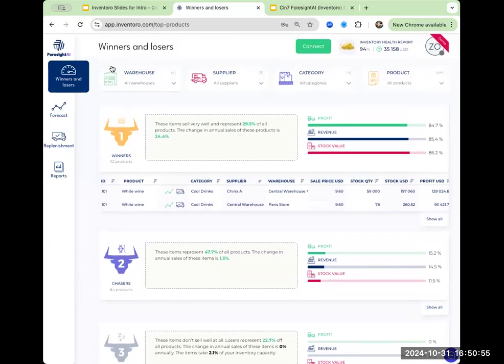And then also you can filter up here, by warehouse, supplier, category, and product. Again, offering the ability to get into, like, if I click central warehouse, now it's going to show me I have only 15 winners here as opposed to overall. And we'll go back to that.